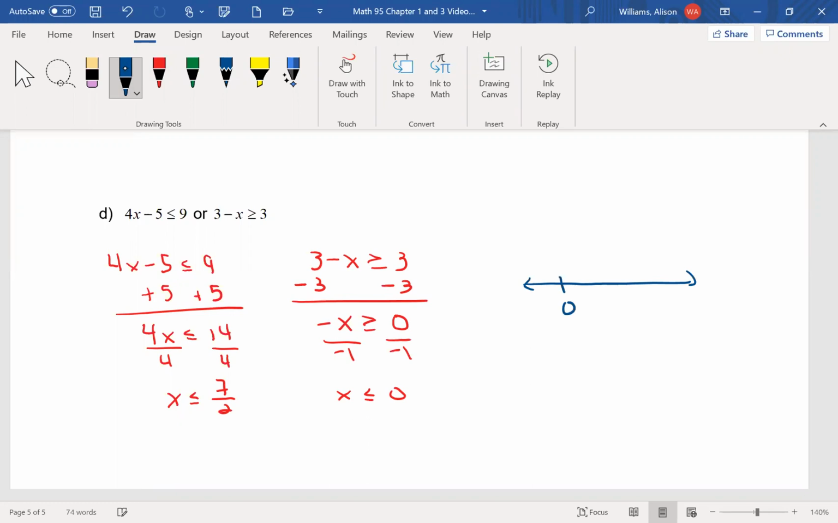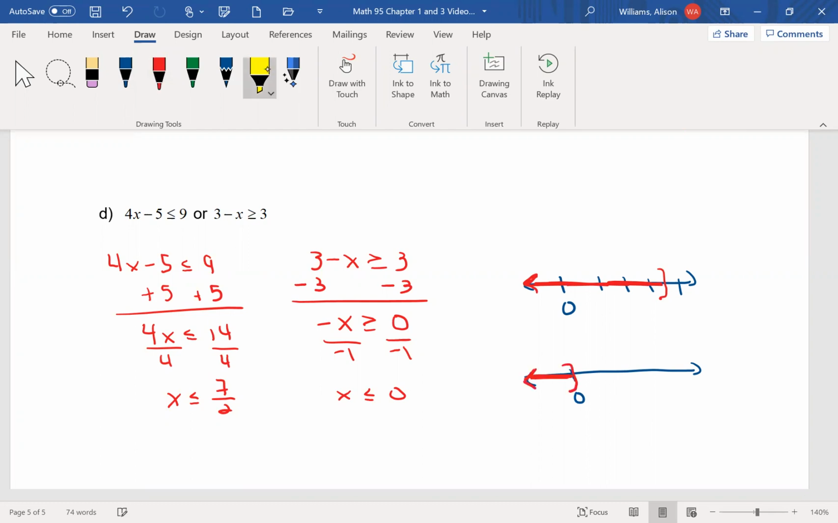So here's 0. 1, 2, 3, 4. So 3.5 would be right in the middle. I didn't really need to do it like this, but it's fine. Bracket, and it's shading less than, so it's going to be going to the left here because these are all the numbers that are smaller than 3.5. 0, and it's going to the left also. Bracket.